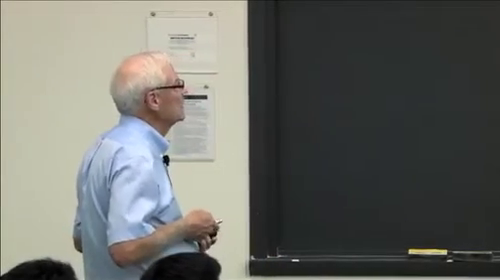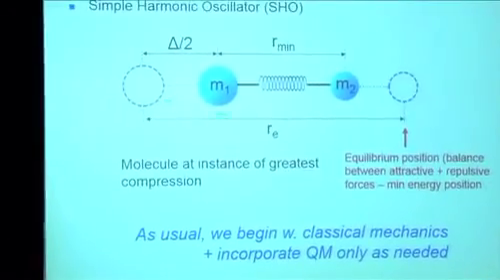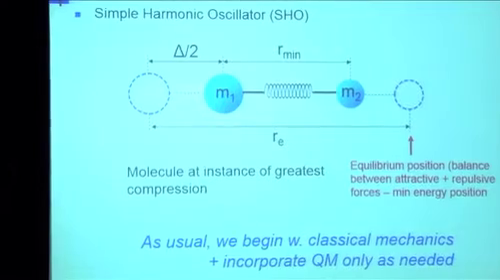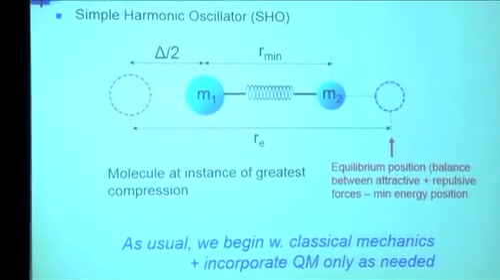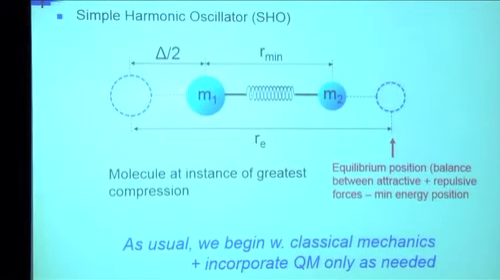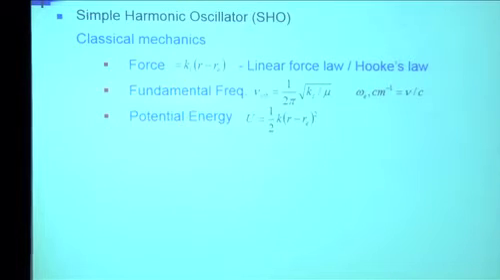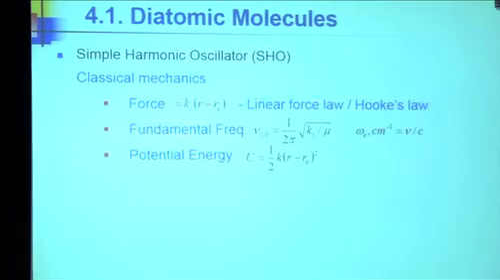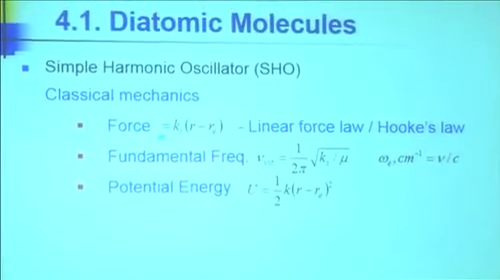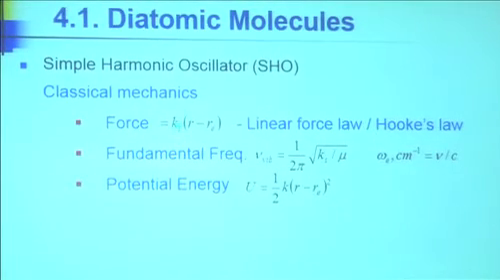So we start with classical mechanics, and the spring will just oscillate away. RE is the equilibrium position again. So if it sits there in its lowest vibrational level, it'll just be oscillating a little bit about RE. So you take the linear force law known as Hooke's law, which says the restoring force is the constant times the deviation from the equilibrium position. That leads to a single frequency, nu vibe, equals 1 over 2 pi times the square root of k over mu.